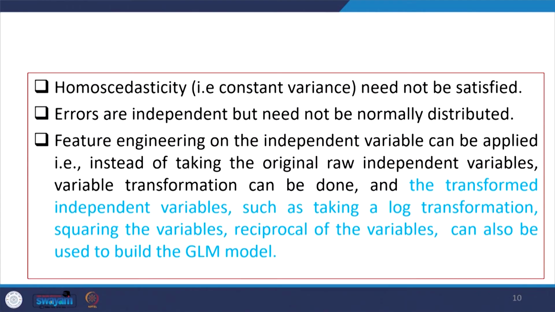Feature engineering on the independent variables can be applied. That is, instead of taking the original raw independent variables, variable transformation can be done, and the transformed independent variables, such as taking a log transformation, squaring the variables, or taking the reciprocal of the variables, can also be used to build the GLM model. So, there are various forms of transformation we do to develop a GLM model.